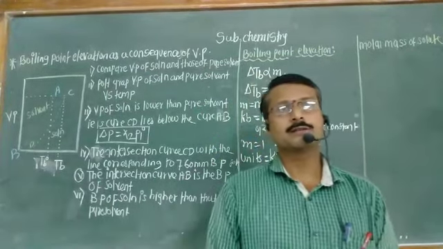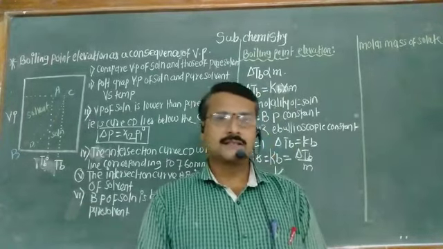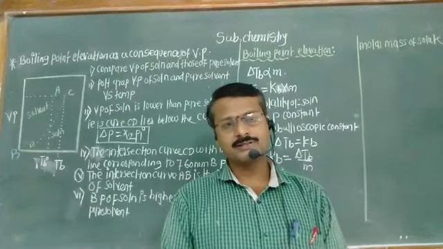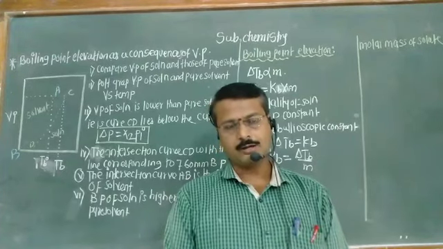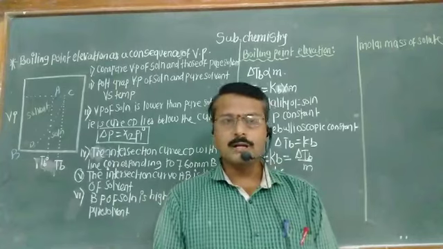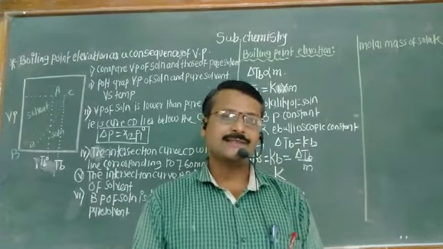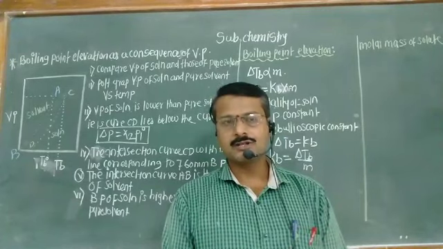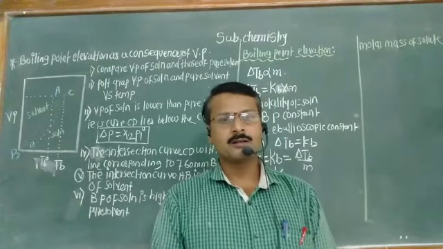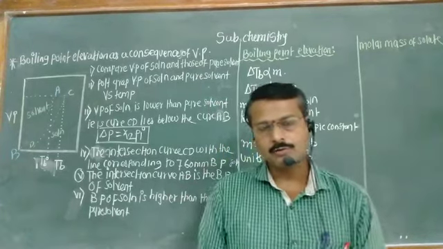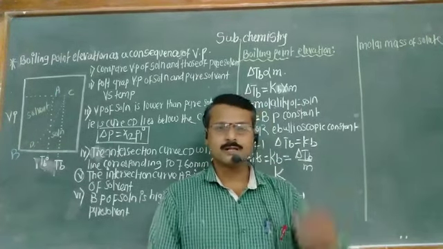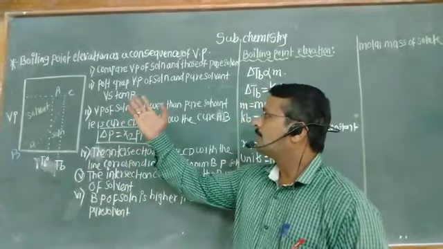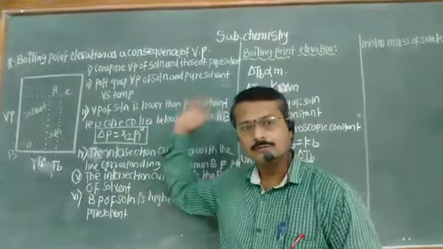In today's video lecture, we will discuss two colligative properties. The first colligative property is the elevation of boiling point, and the second is the depression of freezing point. So let us discuss the first colligative property, the elevation of boiling point.